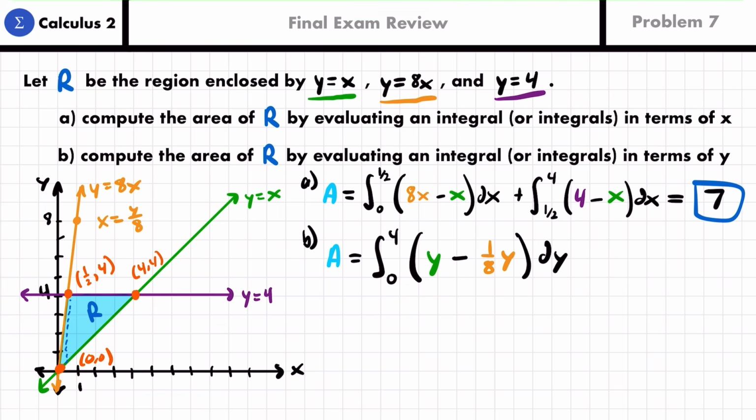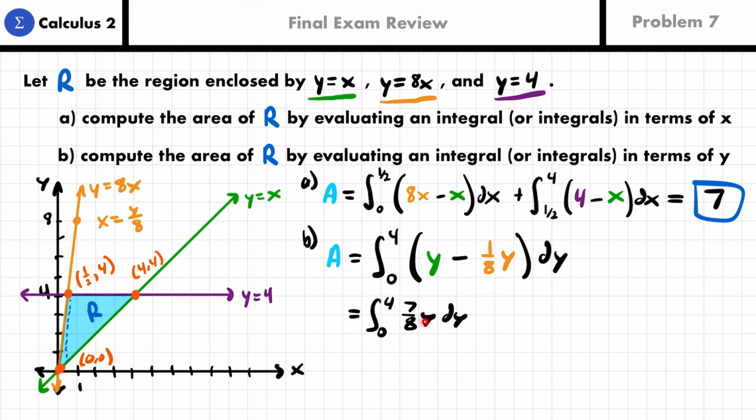This integral right here represents the area of this region, but when we're working in terms of y. And if we set it up correctly, which we did, it will give us the same exact answer for the area that our integrals in terms of x did. So we should still get 7. But let's make sure, let's evaluate this integral. First thing I'm going to do here is combine these two terms. They are like terms. So this is equal to the integral from 0 to 4 of 7/8 y dy.